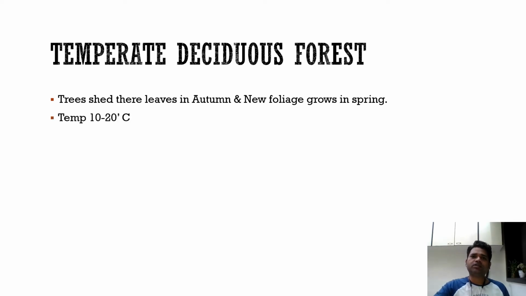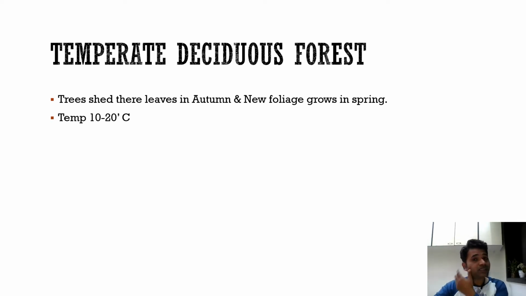The temperature of this place is around 10 to 20 degrees. I'm talking about the temperate deciduous forest. In a simple way, deciduous type of vegetation means where the plants or the trees shed their leaves according to season, according to the climatic conditions. So in the temperate region, we have the temperate deciduous forest. In India, we have tropical deciduous forest. I'll show you what the tropical deciduous forest is as well.